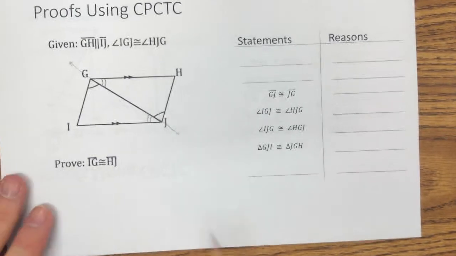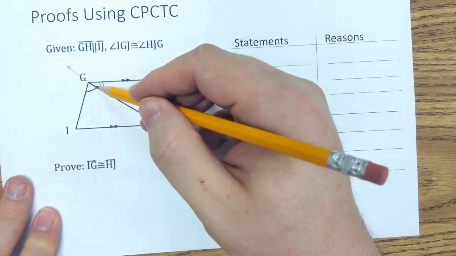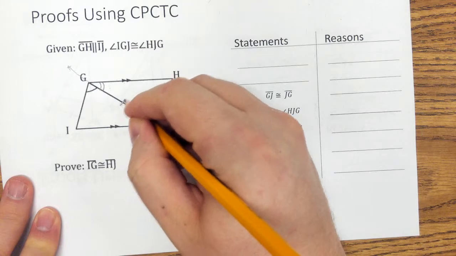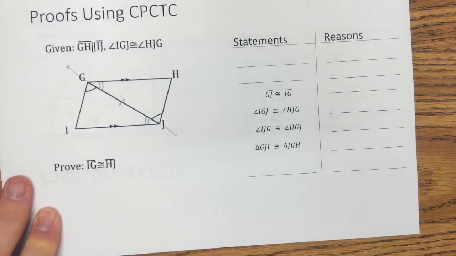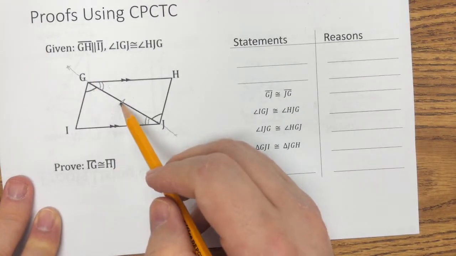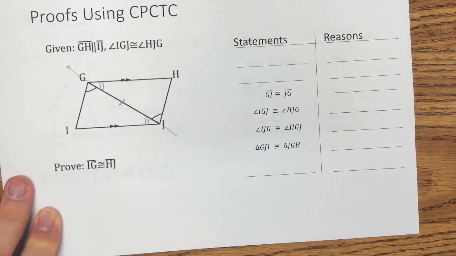Alright. I also know that GJ and JG is a line that is congruent to itself because it's the same line, by the reflexive property. Right? Alright. That being said, I know that these two triangles are congruent by angle, side, angle now. Alright. So let's do this stuff.